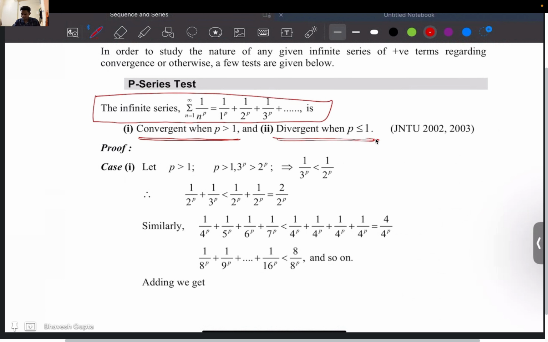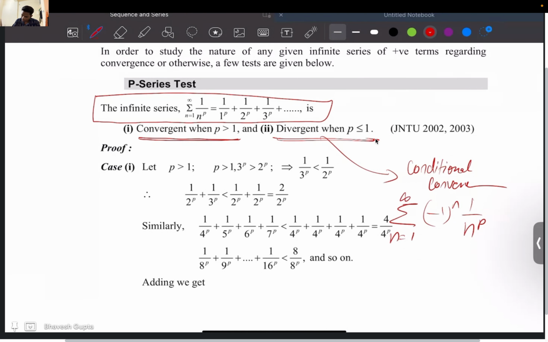But you can make this conditionally convergent when you add this oscillatory term to it. Like for example, this. So this becomes conditionally convergent even for p equal to 1. But for p equal to 1, you see that the series without the oscillation is divergent. So this oscillation does a very funny behavior. Very, very funny behavior.